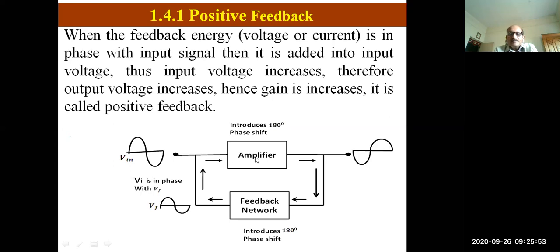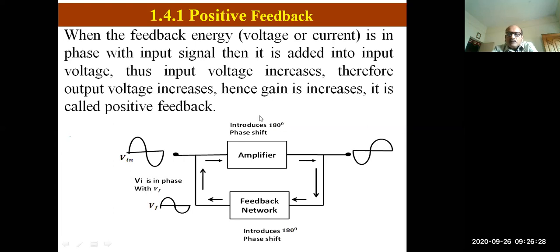Here the CE amplifier produces a 180-degree phase shift. Last time we have seen that during the positive half cycle of the input signal, we get the negative half cycle at the output. During the negative half cycle of the input signal, we get the positive half cycle at the output. इनपुटला निगेटिव्ह असले की आउटपुटला पॉझिटिव्ह मिळते. इनपुटला पॉझिटिव्ह असेल तर आउटपुटला निगेटिव्ह मिळते. Therefore, what is the phase difference between output and input of this amplifier?